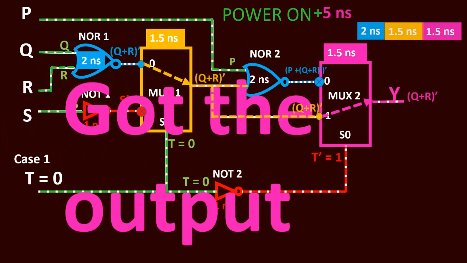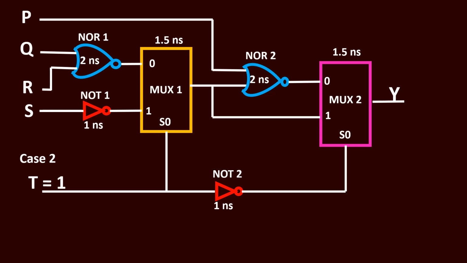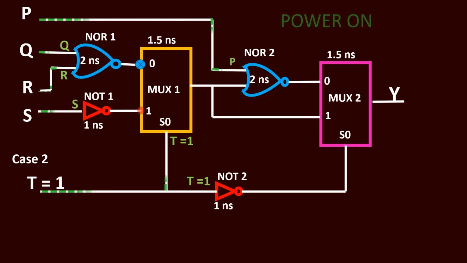Now let's move on to the next case. So now let's deal with the second case. Second case is applicable when t is equal to 1. So at this time, we switch on the power so that these inputs are applied, and t equal to 1 means the selection line is 1. So it enables or activates this data line 1, and the zeroth data line or input line is blocked. This is what happens once you switch on the power.